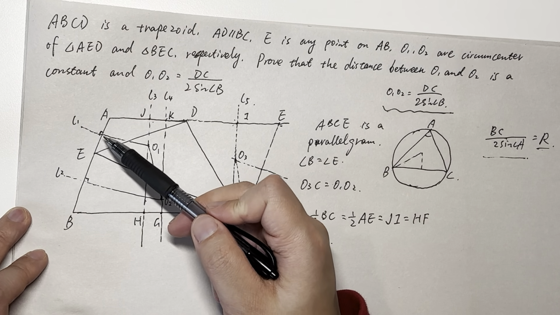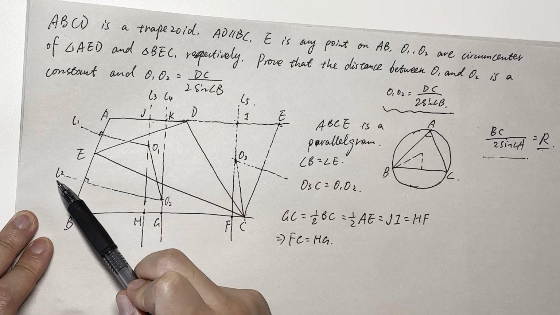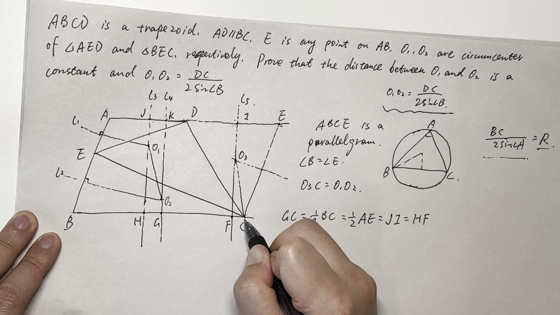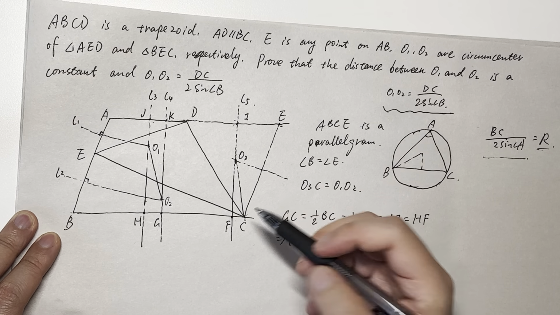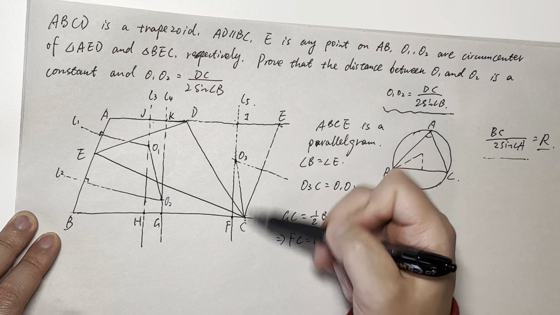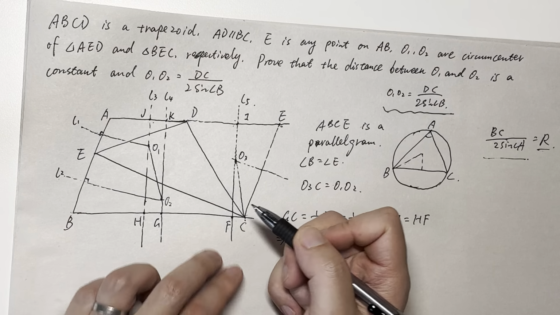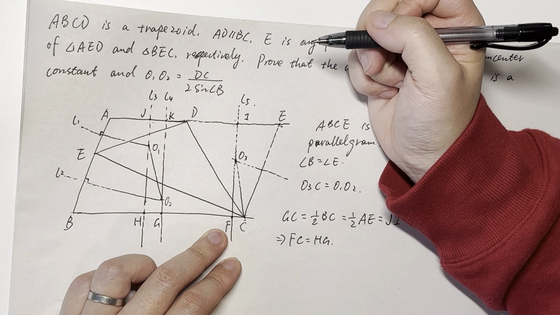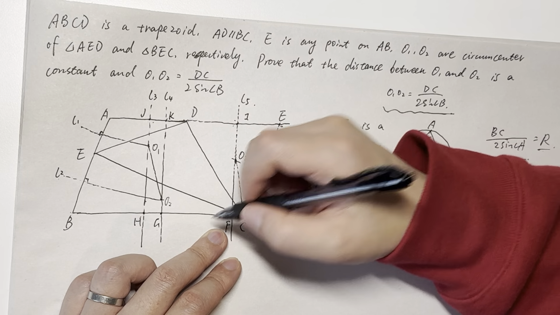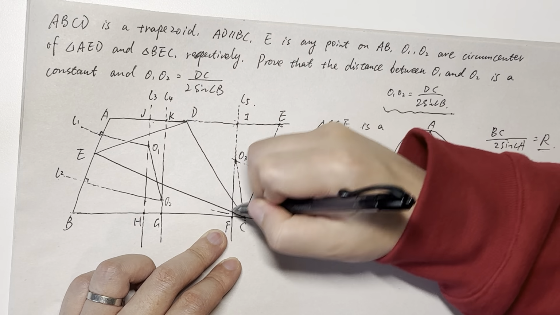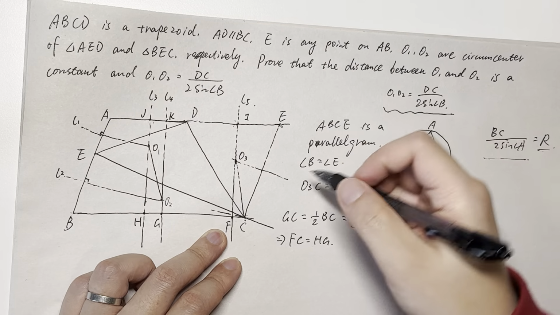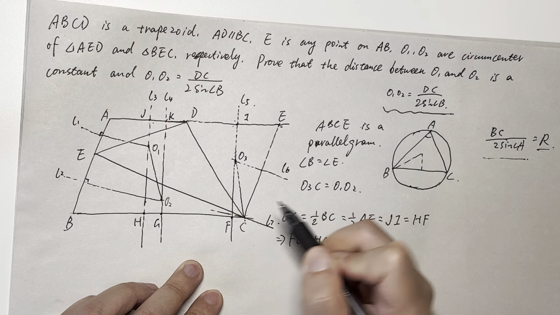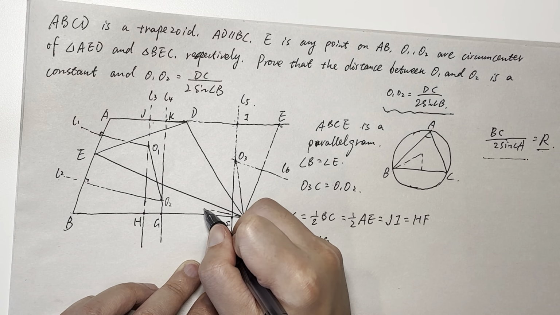Okay, similarly, we already know that the distance from L1 to L2 is half of AB. And let's just draw a perpendicular line of CE through point C, right? That perpendicular line has to be parallel with this line, right? So this is L6, this is L7. We know that L6 and L7 are parallel.